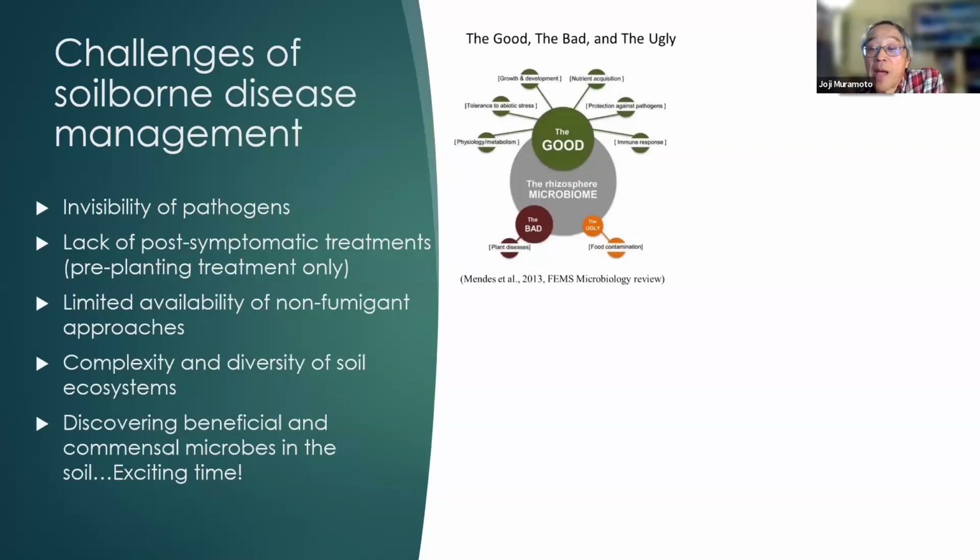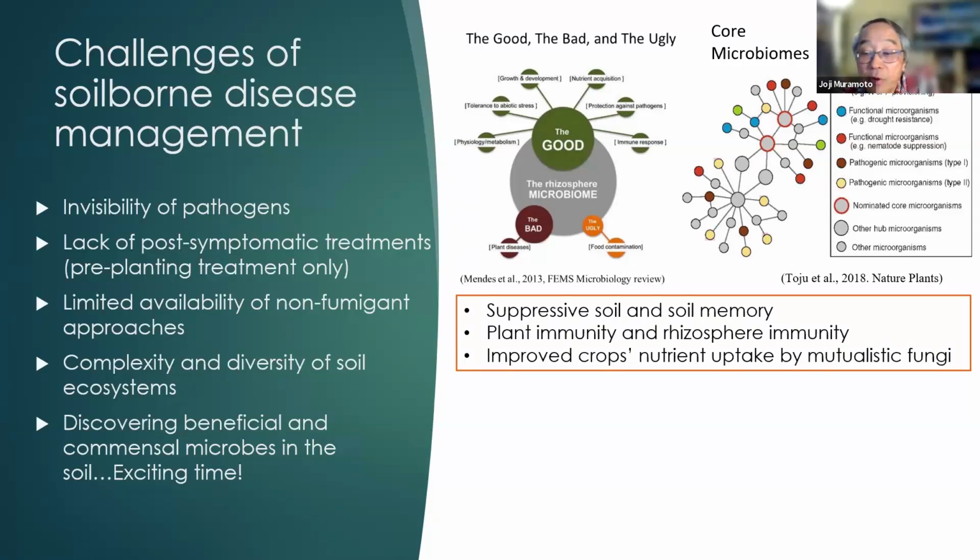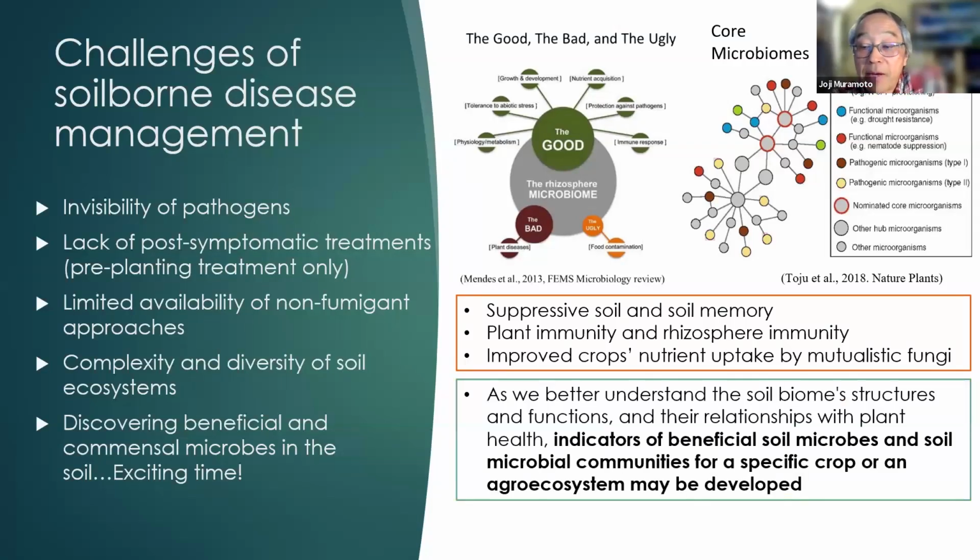Today, however, soil-borne disease management is situated in an exciting time, discovering beneficial and commensal microbes in the soil, like arthropod pest management found beneficial and neutral insects. Recent studies also suggest that the core microbes that connect pathogens and beneficials in the soil may play an important role. Research on suppressive soil and soil memory, plant immunity and rhizosphere immunity, and improved crop nutrient uptake by mutualistic fungi, such as mycorrhizae, is extremely active. As we better understand soil biome structures and functions and their relationships with plant health, indicators of beneficial soil microbes and soil microbial communities for a specific crop or an agroecosystem may be developed.